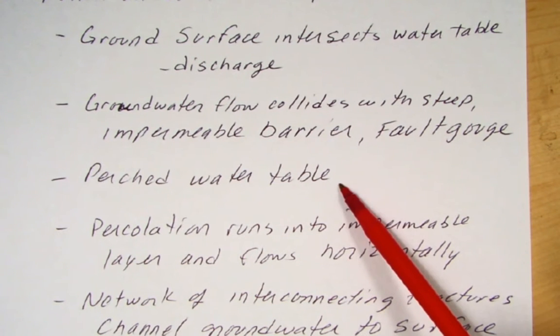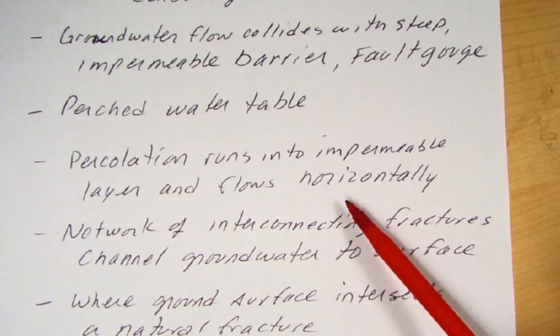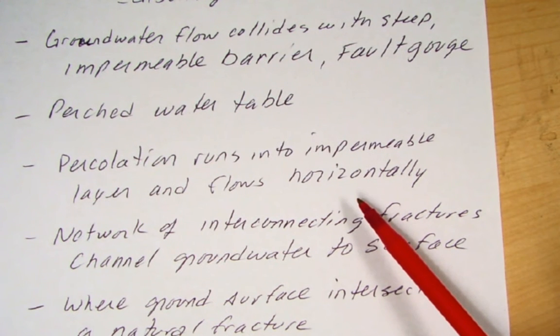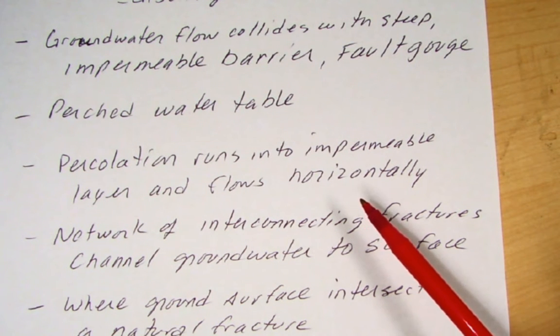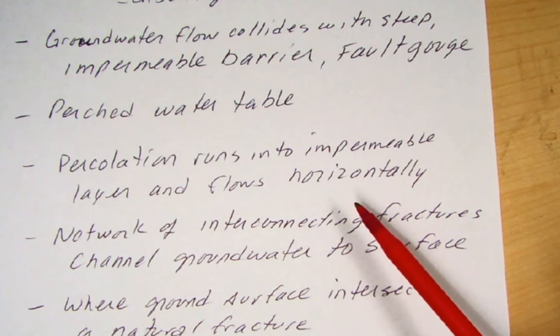We could have those perched water tables, but remember they're just temporary. Percolation runs into an impermeable layer and flows horizontally. So in horizontal strata, there could be an impermeable layer where the water can't penetrate, and instead of going down, it goes laterally and eventually comes out on a hillside or cliff face.